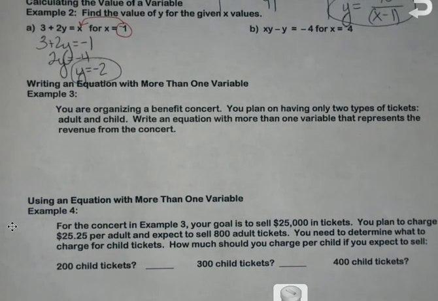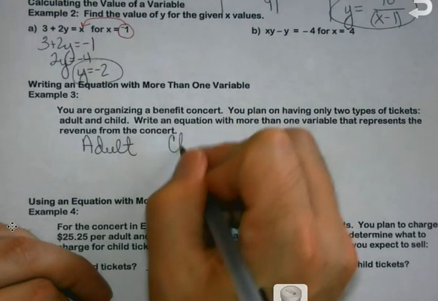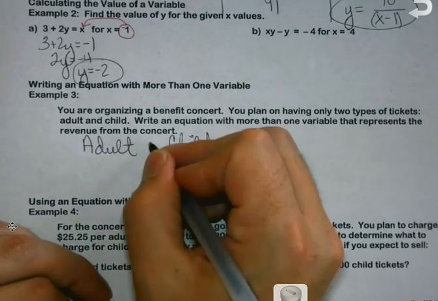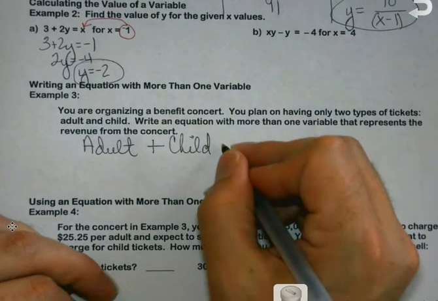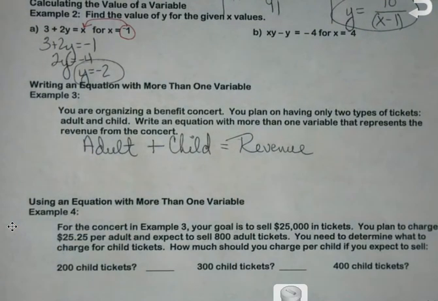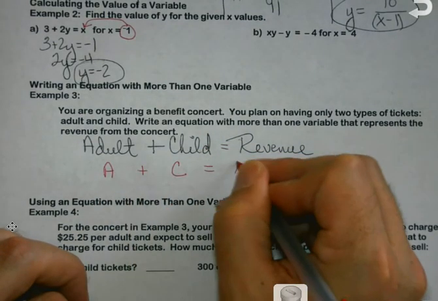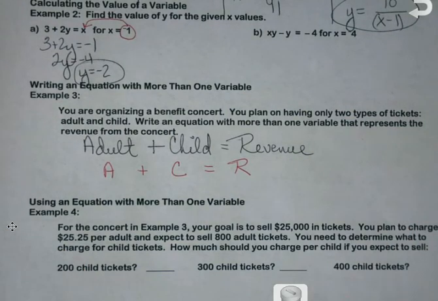Okay, let's put it in English. We're going to sell some adult tickets. We're going to sell some child tickets. And those together, so I have to plus, are going to make me some revenue. They're going to make me some bucks. Now, since they're asking me to use variables, I can. I'll just use the first letter of every one of these. So my big, great equation is going to be A plus C equals R. My adult tickets and my child tickets equal how much revenue I'm going to take in.